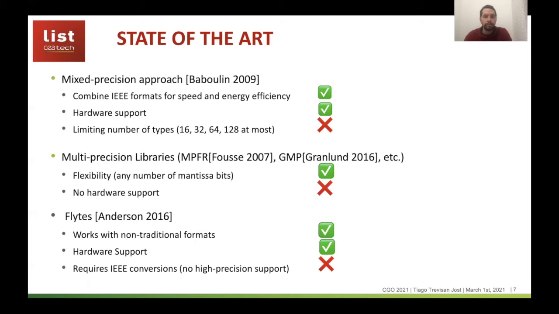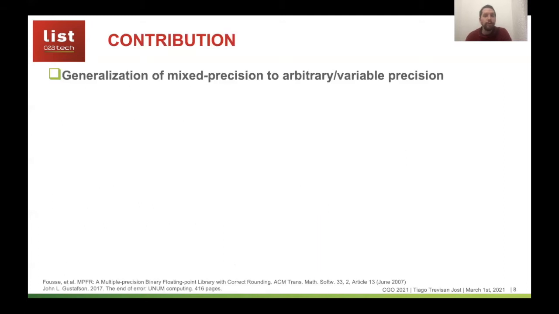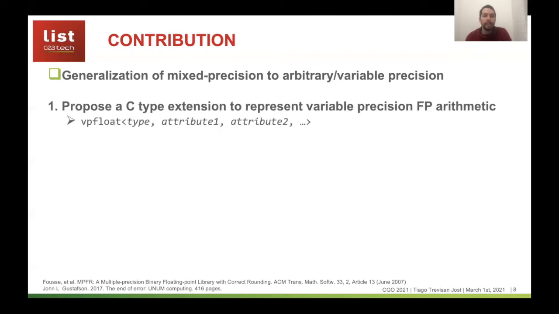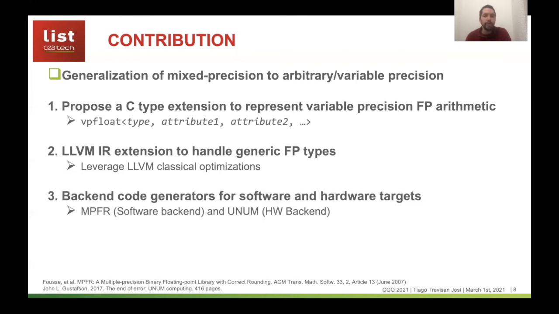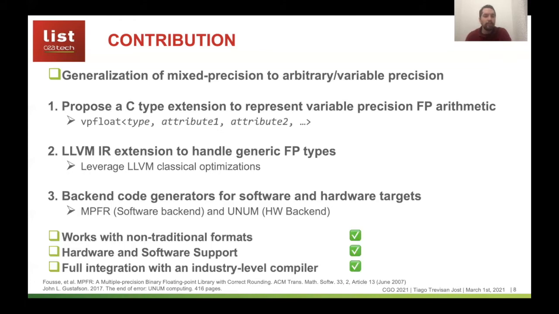So the main contribution of our work is a generalization of mixed precision to arbitrary or variable precision. We propose a C-type extension to represent variable precision floating point arithmetic that combines an LLVM IR extension to handle generic floating point types and backend code generators for software and hardware targets. This allows us to work with non-traditional formats. It has hardware and software support and is fully integrated with an industry-level compiler.